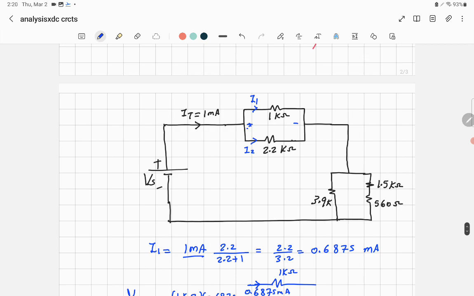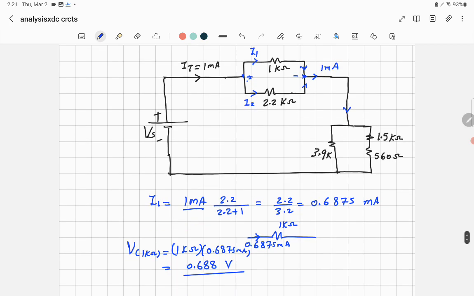Remember that when the current IT is 1 milliamp, when it splits into I1 and I2 and then comes back again to this node, they will add back again. So the current coming out here will be I1 plus I2, because this is I1, this is I2. So you will have 1 milliamp here again. That's important to know, not to waste your time. The current comes to this node, splits, and then comes back and adds again. So it becomes the same value, 1 milliamp going there.